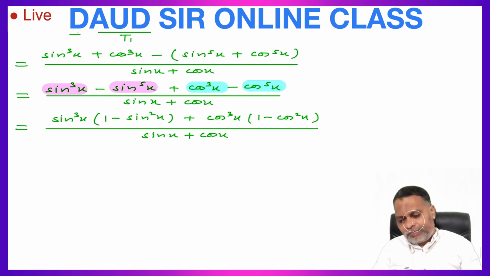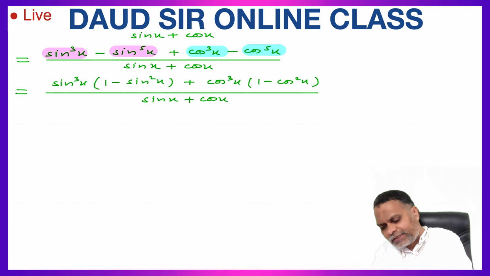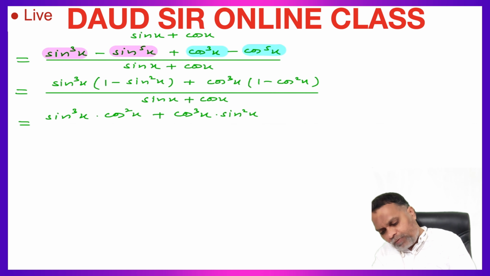In the numerator, this 1 minus sin square x can be written as cos square x, so which is equal to sin cube x into cos square x plus cos cube x into 1 minus cos square x, which is sin square x, upon sin x plus cos x.